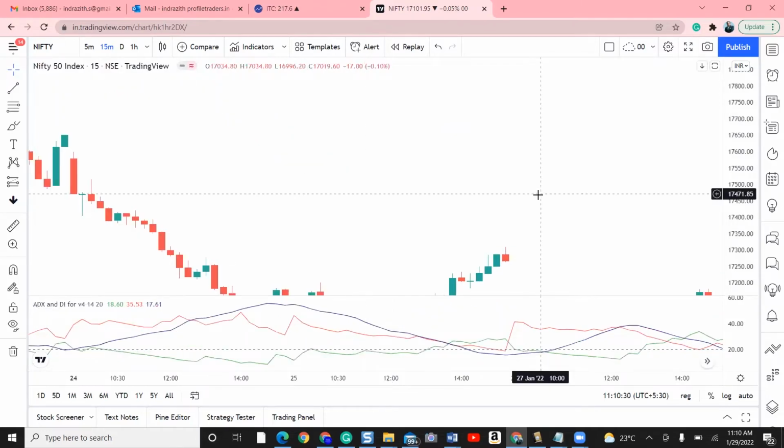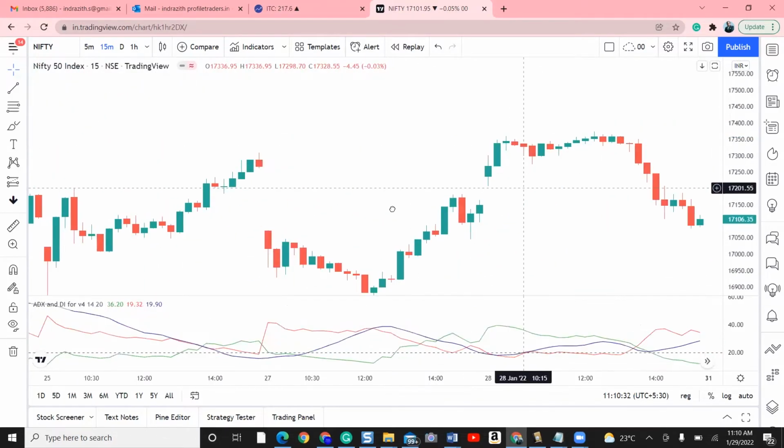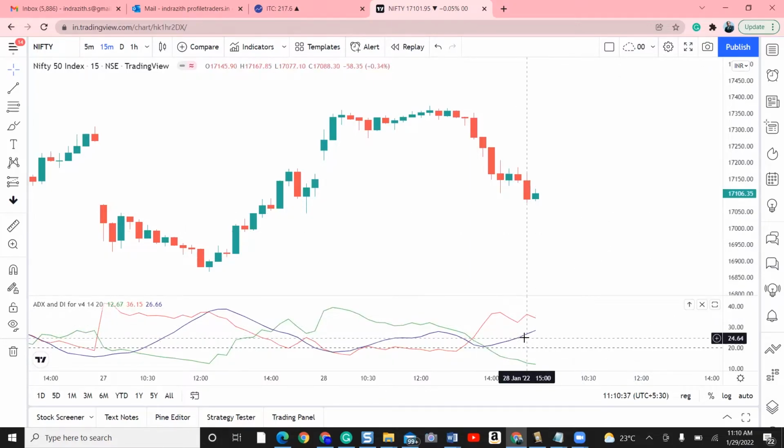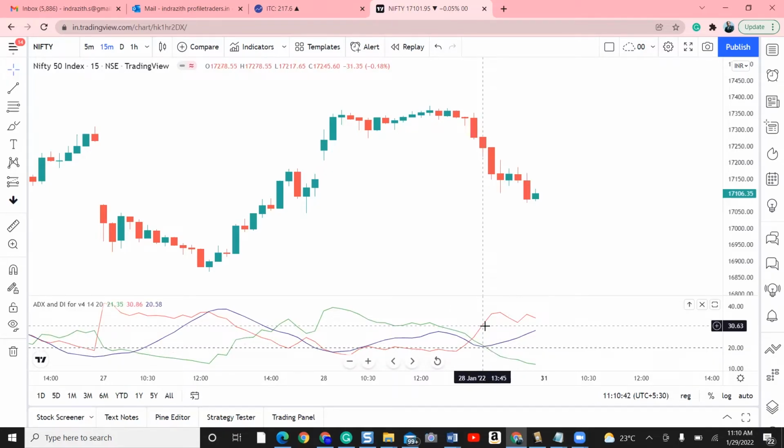Okay, so one simple way of using this ADX indicator is, if you are an option buyer, if the ADX is above 20 or 25 and if the green line is above the red line, then you can think to buy call options. But please note, options carry more risk, especially option buying carries more risk, and you should completely follow proper risk management rules. Okay, and on the other side, if the ADX line is above 20 and if the red line is above the green line, then you can look to buy put options.